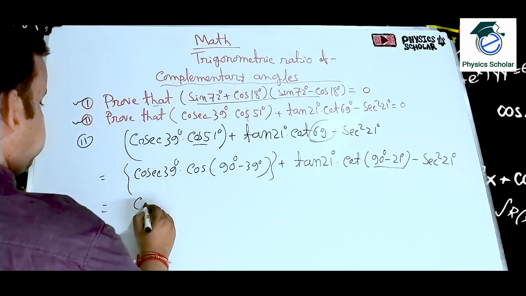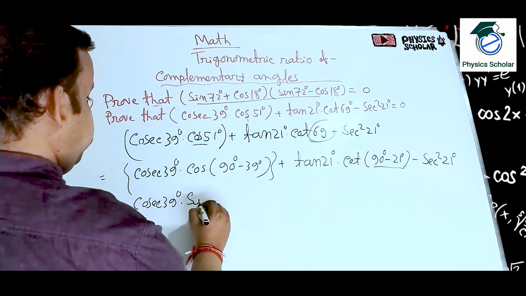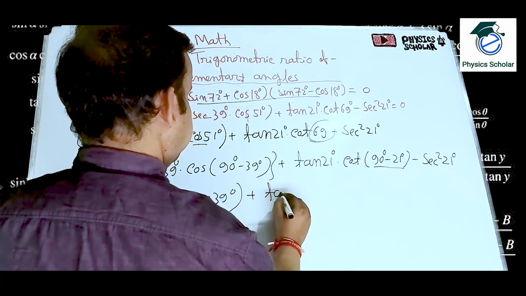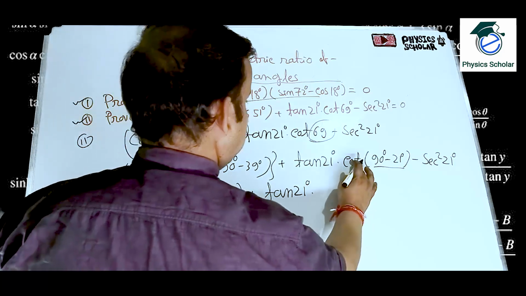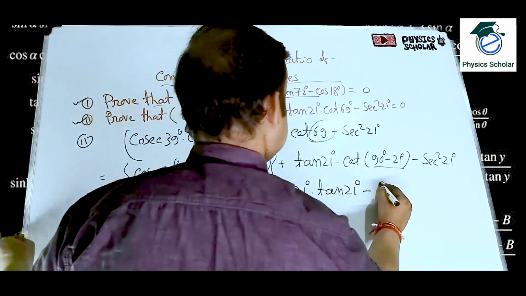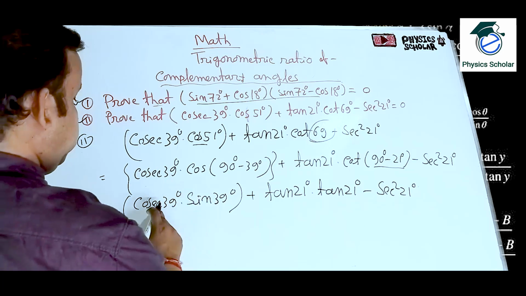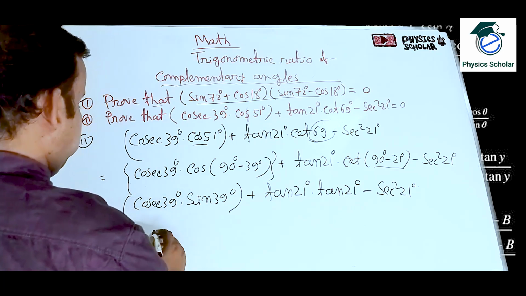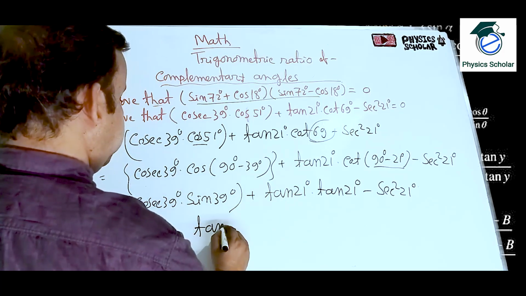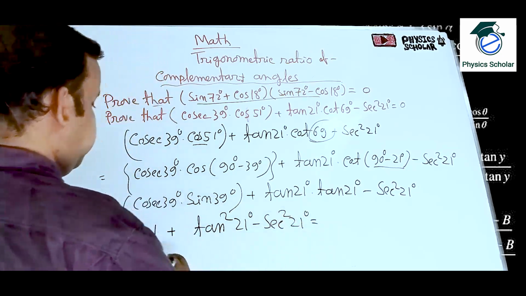So it is cosec 39 degree into cos (90 minus theta), which means sine 39 degree, plus tan 21 degree into cot (90 minus theta), which means tan 21 degree, minus sec square 21 degree. So cosec theta into sin theta, cosec being the reciprocal of sine, is 1. Plus tan square 21 degree minus sec square 21 degree. So it is what?